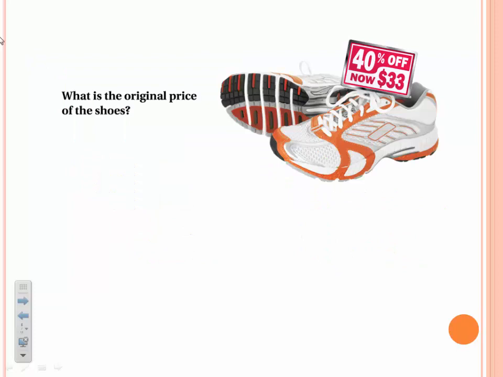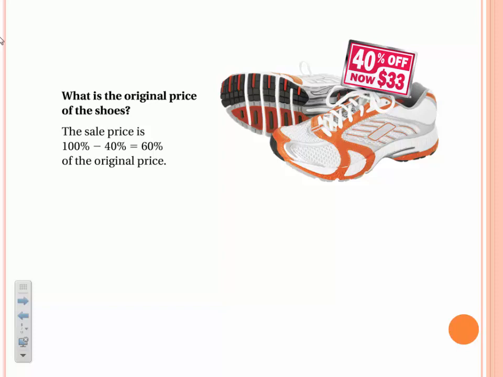Next example. What is the original price of the shoes? So this time we're not trying to find our sale price, we're trying to find our original price. So this is why this lesson gets tricky. There's multiple steps. But this is much like method 2. The sale price is 40% off of the original price. So even though they did not tell us what the original price is, we can find it out.